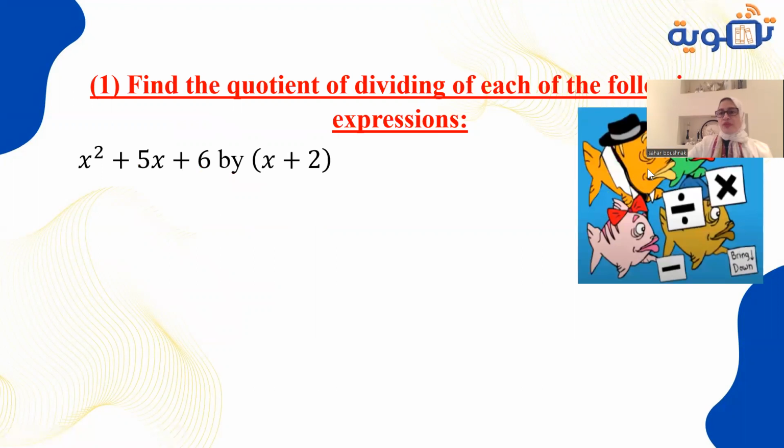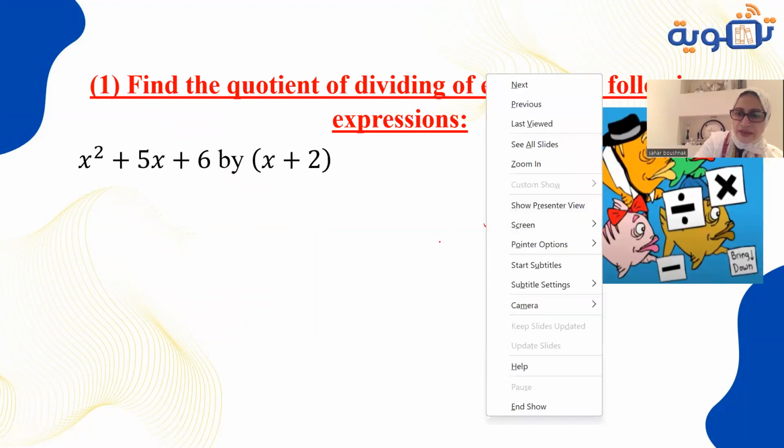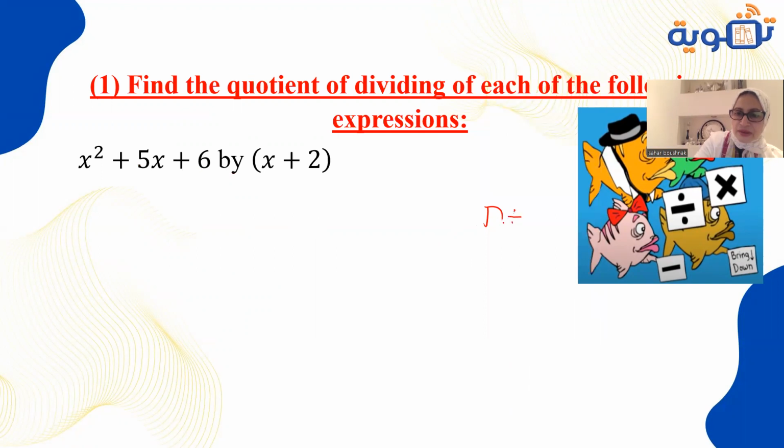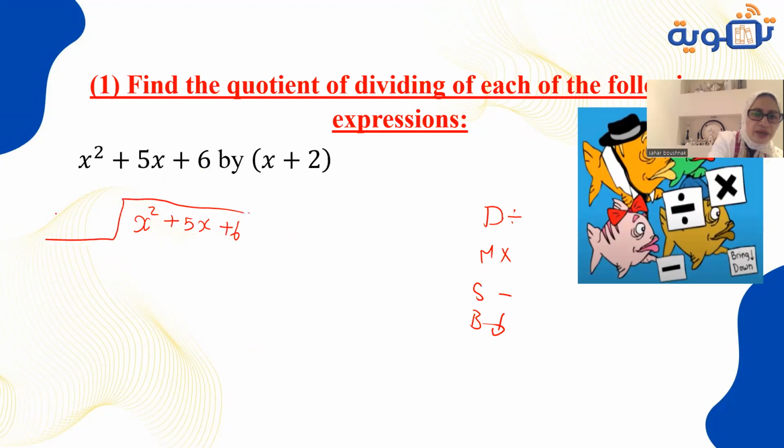This is long division. Remember: dad, mom, sister, brother. Dad means divide, mom means multiply, sister means subtract, and brother means bring down. So I'll write this one: x power 2 plus 5x plus 6 divided by x plus 2.